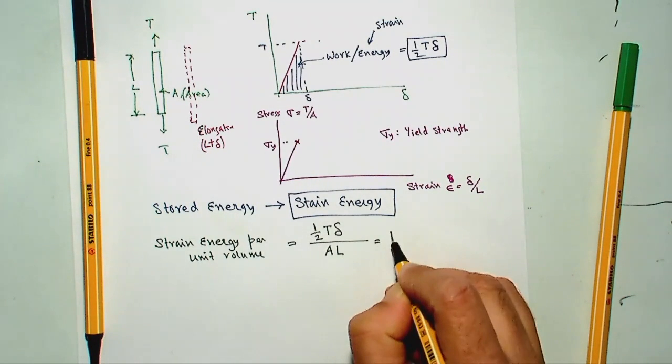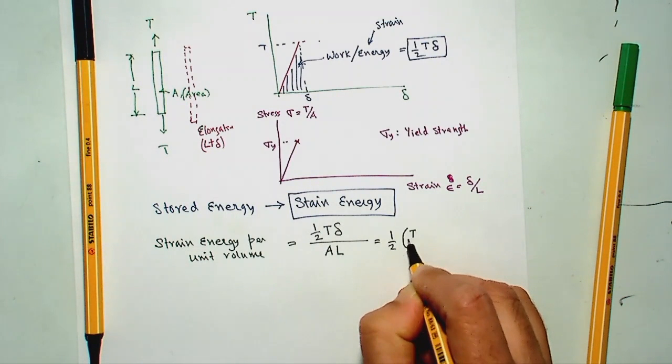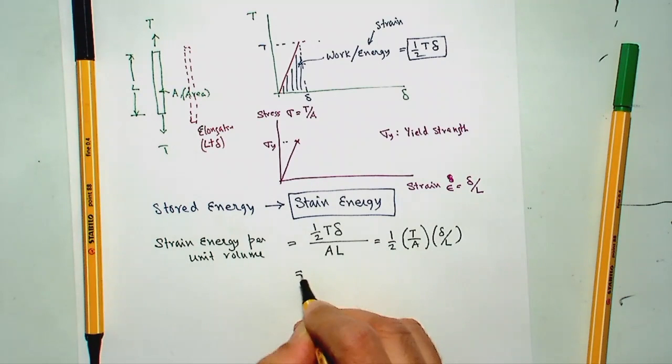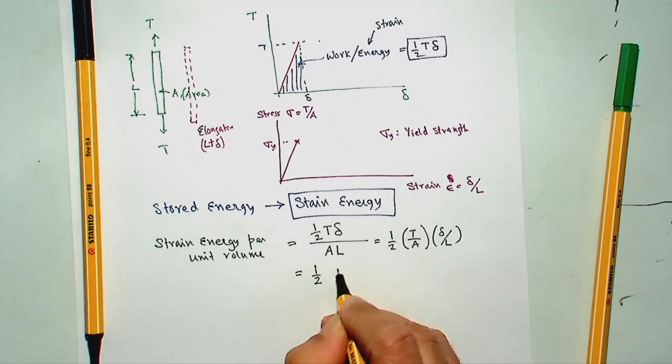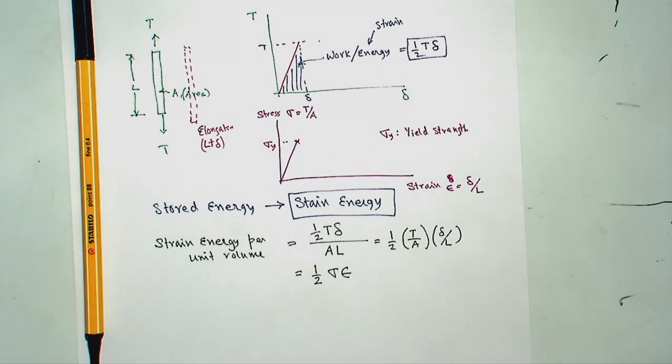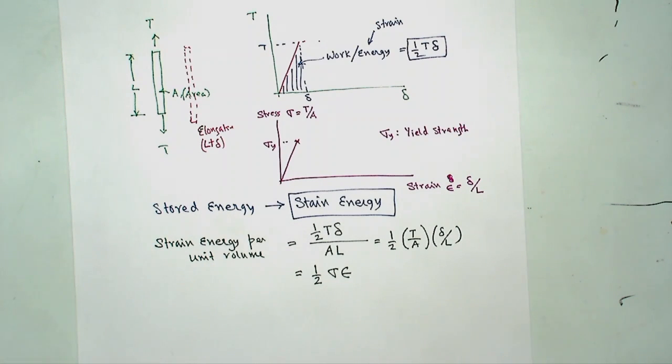So if I just rewrite this little bit and divide T over A and delta over L, then strain energy per unit volume is, now this is stress and this is strain, so half sigma times epsilon. So if we know the stress and strain due to certain forces, then if I multiply them and divide by 2, that will give me the strain energy per unit volume of that material. And if you multiply by the whole volume, then you will get the total strain energy that has been stored.